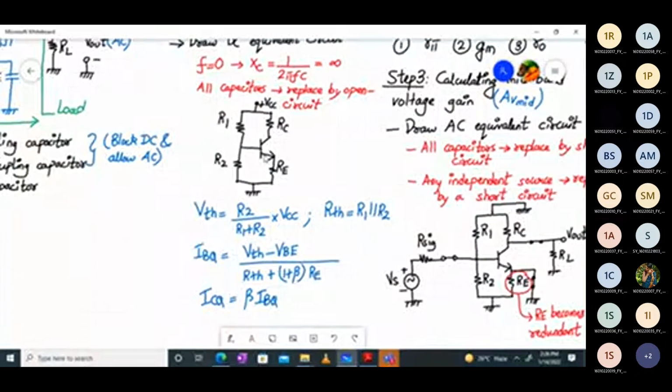So you have to convert this into Thevenin's equivalent. Thevenin's equivalent voltage will be R2 divided by R1 plus R2, into VCC. No need for me to explain this further, because I think we have covered this many times. And RTH is R1 parallel to R2.